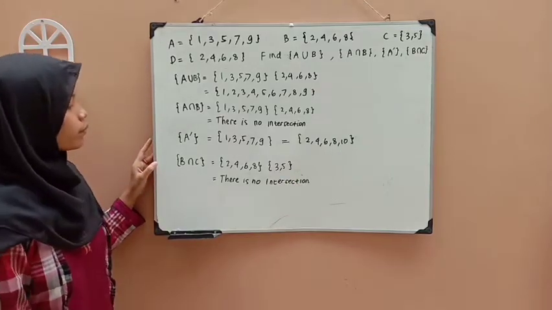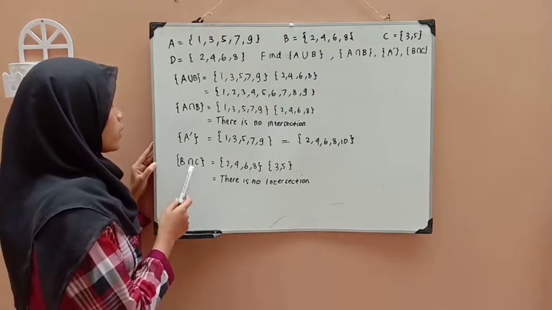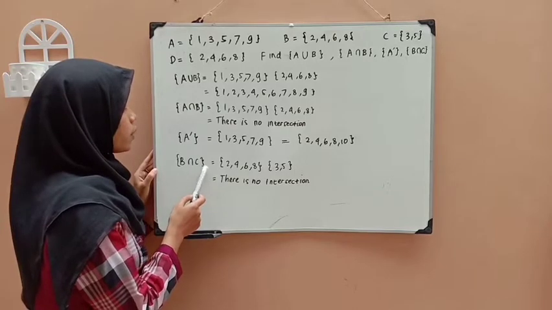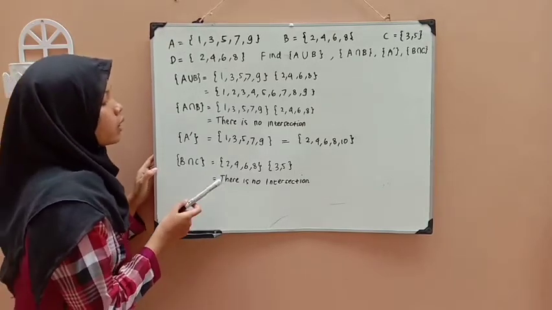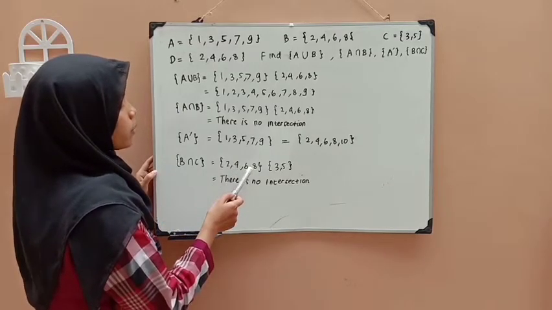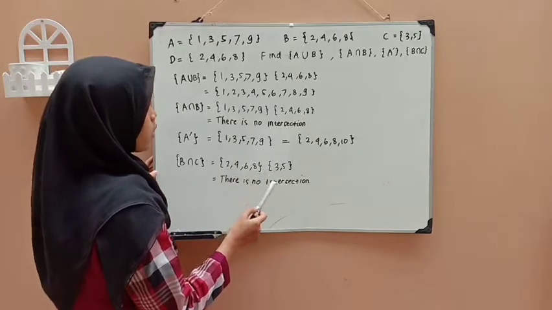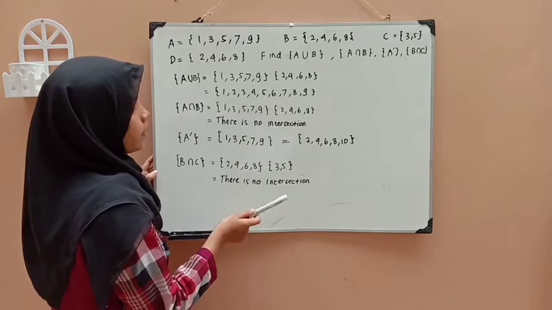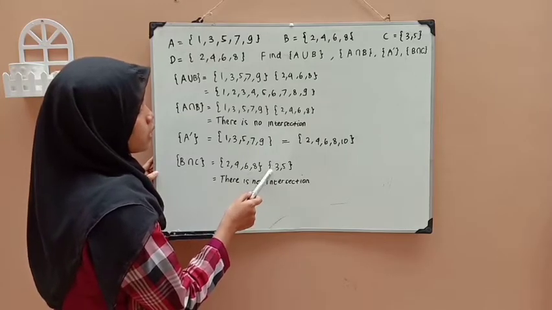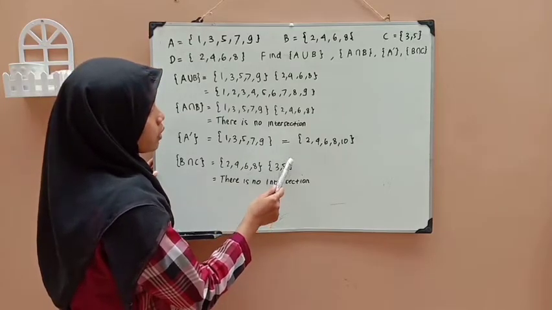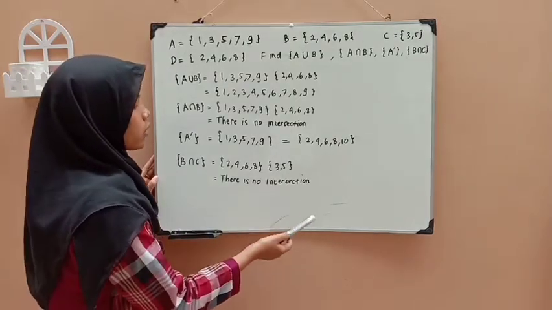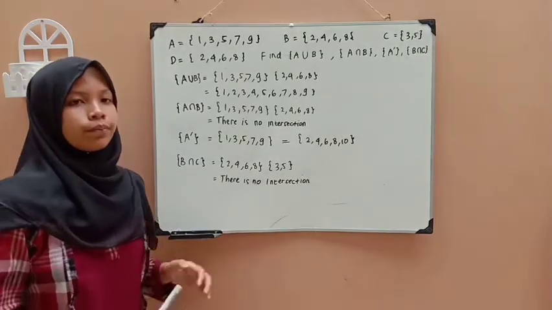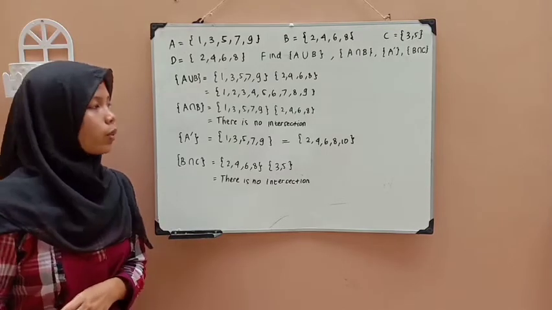And B intersection C equals set B {2, 4, 6, 8} intersection set C {3, 5}. There is no intersection because there are no equal numbers.